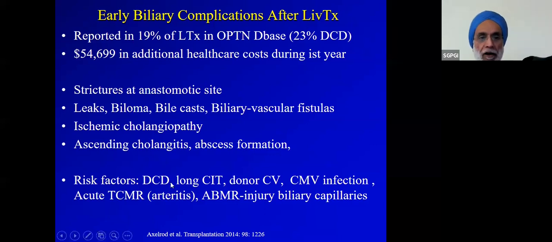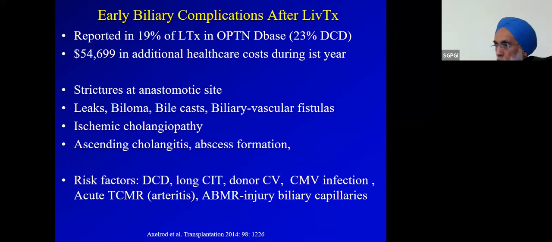So early biliary complications are reported in 19% to 23% of patients. Each such biliary complication can add more than $54,000 to the cost of healthcare in the first month. So we should really try to avoid it. The possible causes are strictures at the anastomotic site; early post-transplant, we look at the anastomotic site. They may manifest as leaks, bilomas, casts, fistulas, ischemic cholangiopathy, ascending cholangitis, abscess formation.